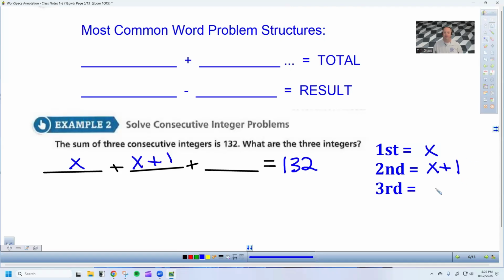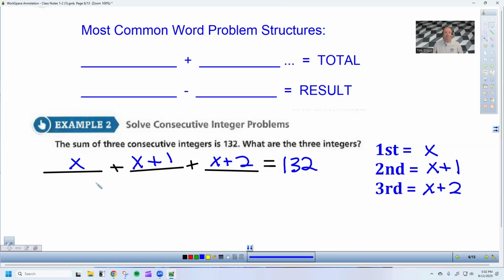The third integer is 1 up from that. So x plus 1 plus 1, or x plus 2. I'll fill in the third blank with x plus 2. Now x, x plus 1, and x plus 2 represent consecutive integers, integers that follow one right after the other. Now I've got an equation to solve. Let's see if we can solve it.